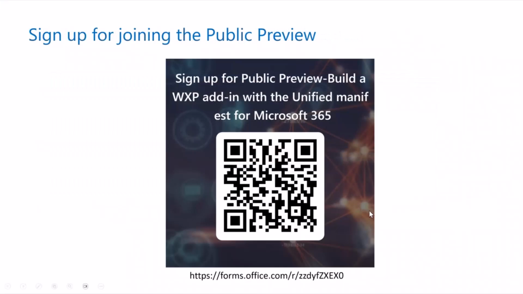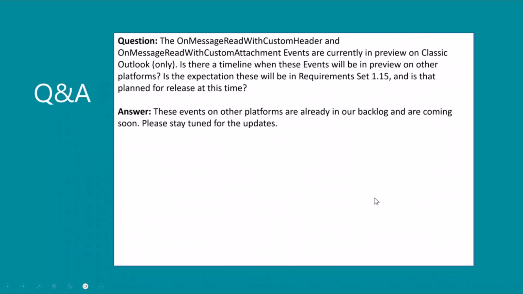I think that is all the content we prepared for today, and we're going to the Q&A session. We have several questions today in the survey on the website. The first one is about the events on message read with custom header and on message read with custom attachments events on Outlook. Is there a timeline for when the events will be in preview on other platforms? The answer from the product team is that these events on other platforms are already in our backlog and are coming soon. So please stay tuned for updates.